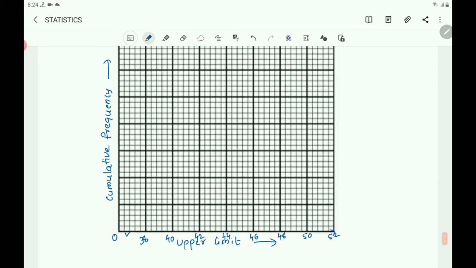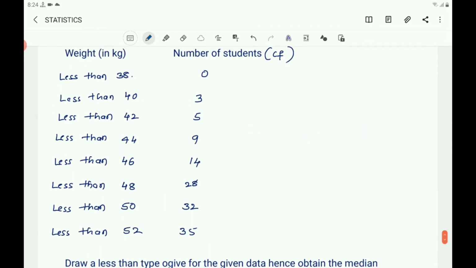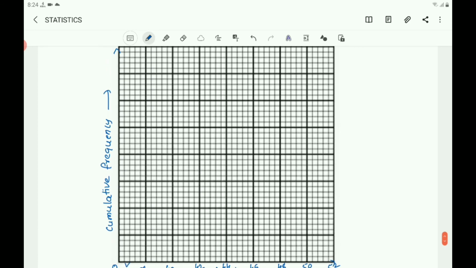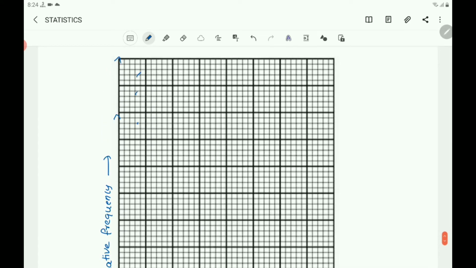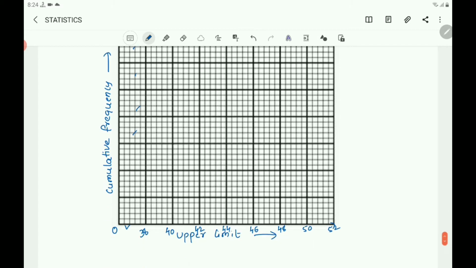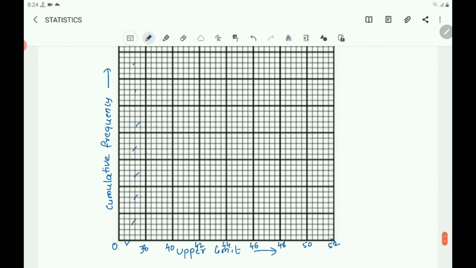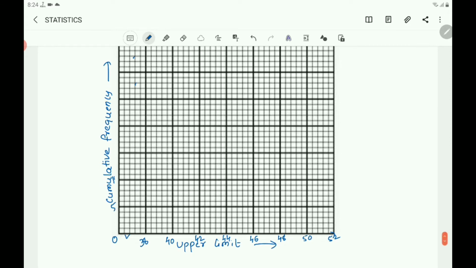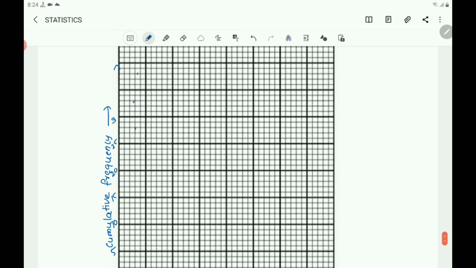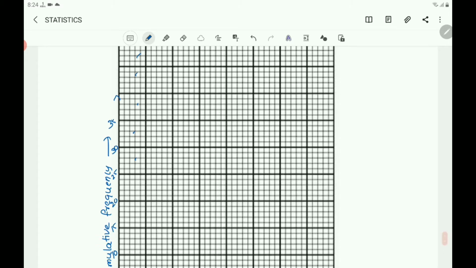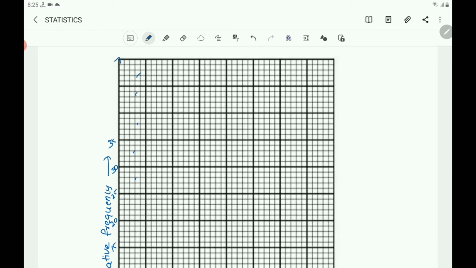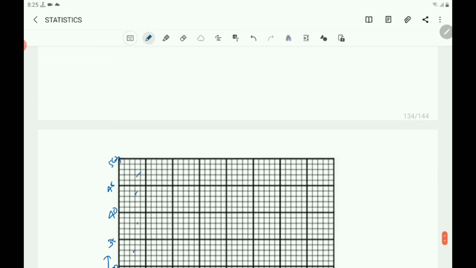And for cumulative frequency on the y-axis, see the minimum and maximum, that is 0 and 35. So here how many boxes are there, you count: 1, 2, 3, 4, 5, 6, 7, 8, 9, 10. So you can take 5, 10, 15, 20, 25, 30, 35, 40, 45, 50, like this way.